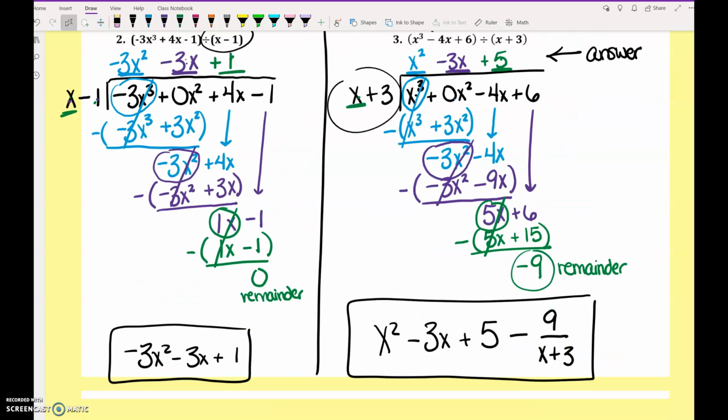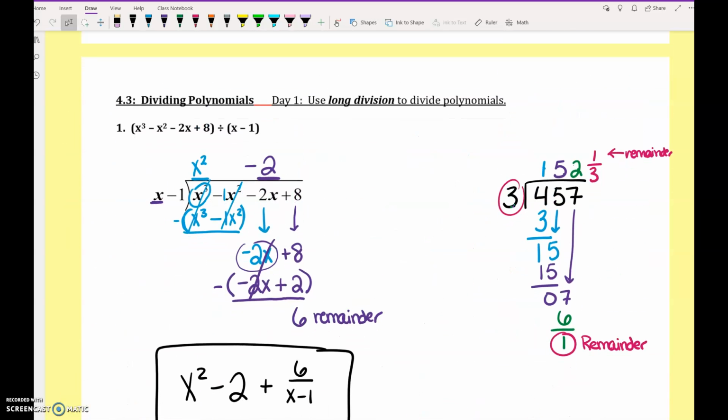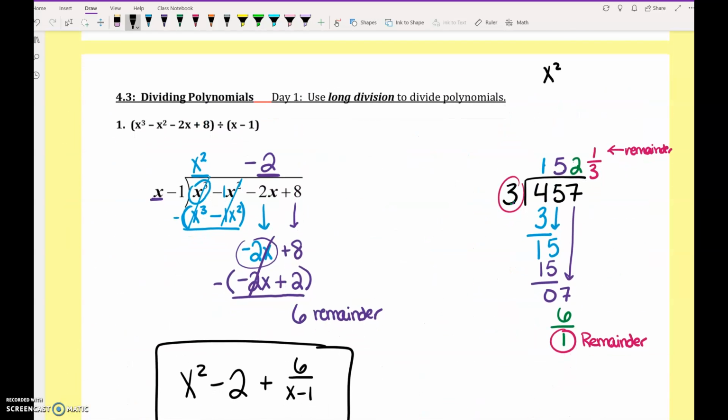So say we started with x squared plus 2x minus 5 divided by x minus 1. You would not put a 0x to the third in there. You don't need a 0 at the front. But if we had x squared minus 5, then you would need to add in the 0x term. So only add in that 0 if there's something missing in between. Does that make sense? Kind of? Okay.